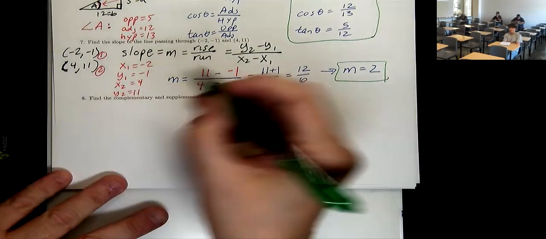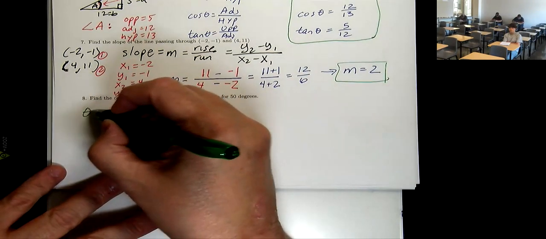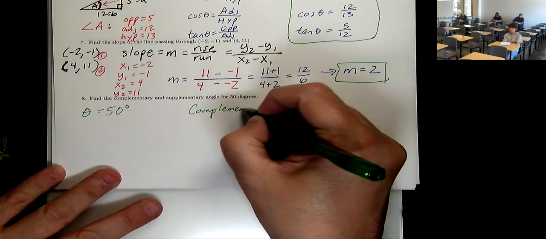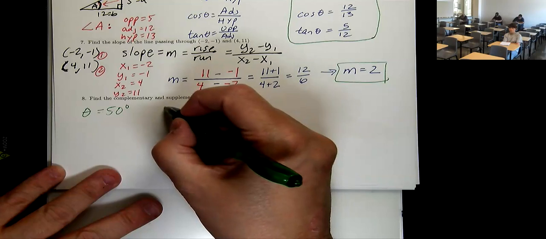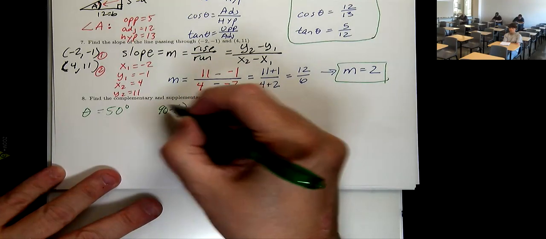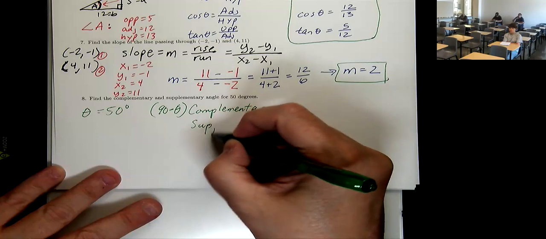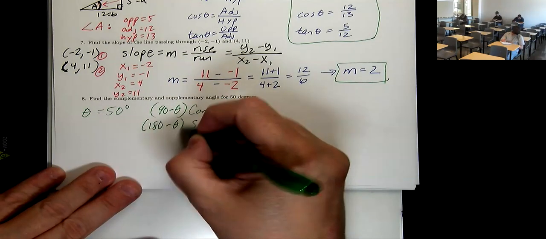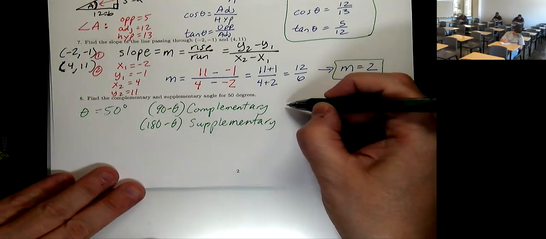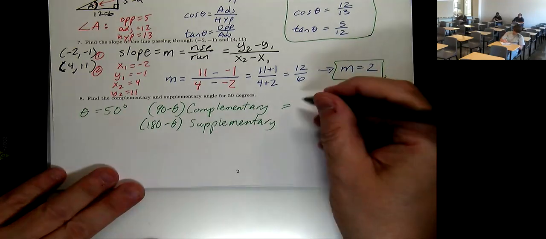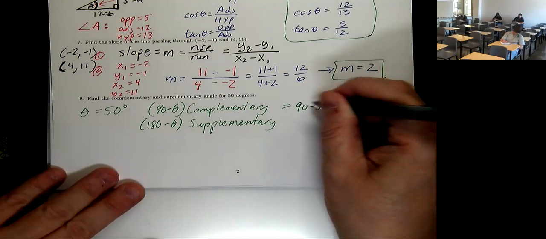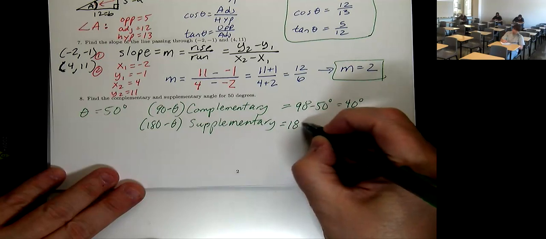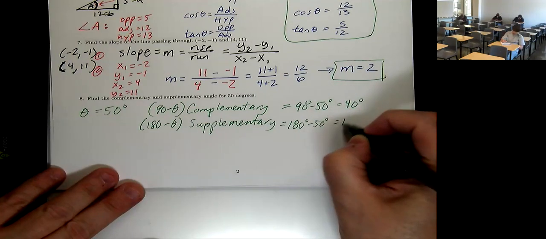All right, it says find the complementary and supplementary angles for an angle of 50 degrees. The complementary angle does 90 minus the degree we're talking about. And supplementary does 180 minus the angle that we have already. So complementary is 90 minus 50, which is 40 degrees. And supplementary is 180 minus 50, which is 130 degrees.